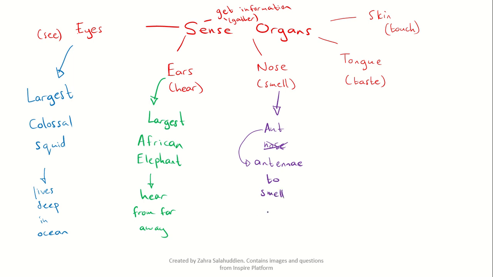And this is how they find where they are going. Okay, so ants use an antenna to smell. They use it to find each other and their food.